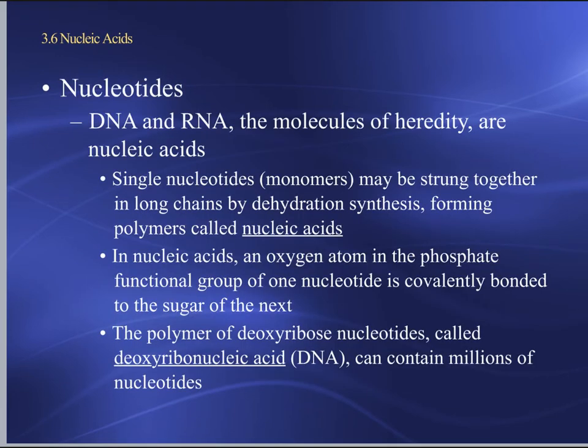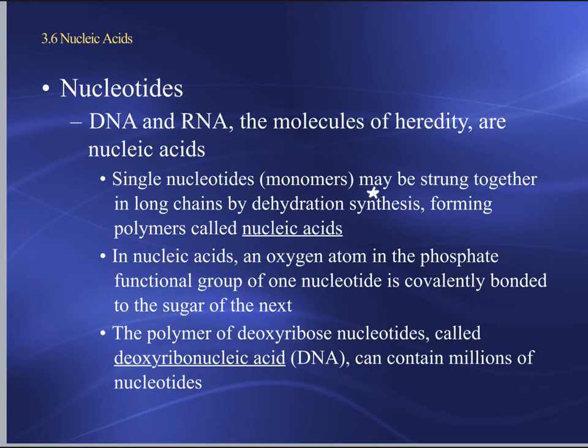Okay, so DNA and RNA are the molecules of heredity, and they are nucleic acids. Single nucleotides, or monomers, may be strung together in long chains by, once again, the type of reaction that we're looking at here, which would be dehydration synthesis, forming polymers called nucleic acids. So the individual units are called nucleotides. The whole chain is called a nucleic acid.